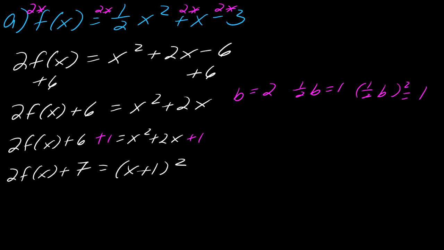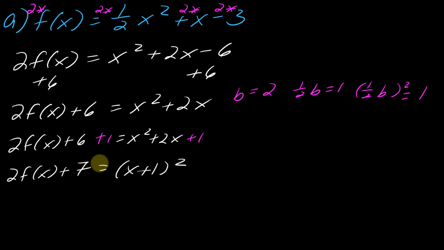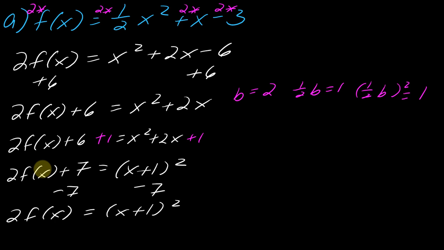And now the whole point of this is to put this into this desired form. So we've got quadratics, we want to get them into this form. I'm just about there. The only thing I've got to do now to finish getting this into that form is to solve for f of x. So I will subtract off the 7. So I get 2 times f of x equals x plus 1 squared minus 7. And now I need to divide everything by 2. That's what's going to help me finish this off.